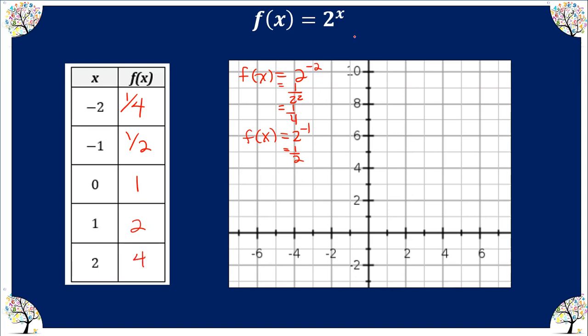Now, let's talk about this. We have f of x equals a times b to the x. My b value in this case is the 2. So b is 2. This is your multiplier. I'm going 1/4 times 2 is 1/2. 1/2 times 2 is 1. 1 times 2 is 2. And 2 times 2 is 4.